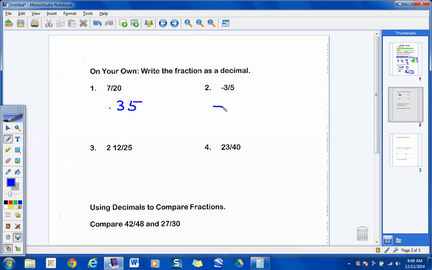Negative and then 0.6. Some of you might just call it negative 0.6, either way. 8.48. I kind of messed this up. I want to talk about this one. This is really 2 and 12/25, right, guys?